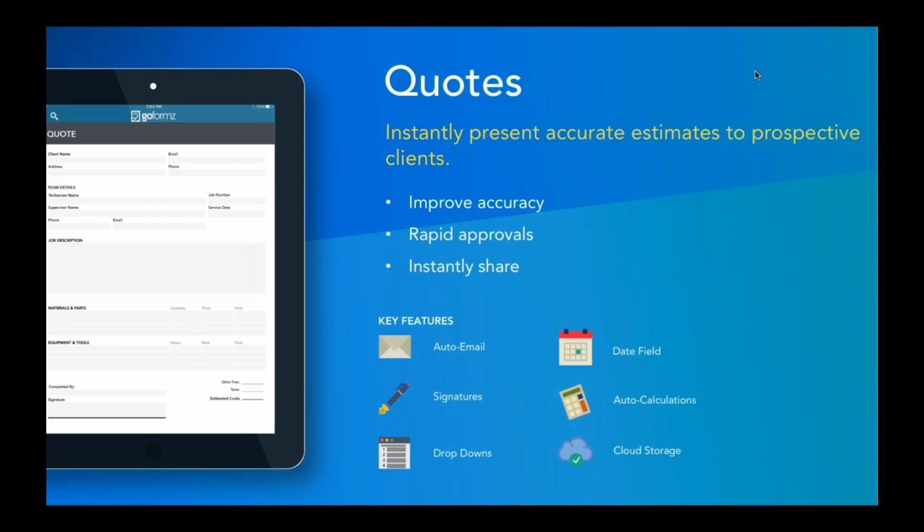The next form we'll go over is quotes. And when using mobile quotes, your team can strike while the iron's hot. You can capture prospective clients as soon as possible with instantly generated digital quotes. Using automatic calculations, you can ensure quotes are consistently accurate and rapidly completed. With digital signatures, you can capture prospective clients' interests and immediately share completed quote details with your team members and key players in your company.